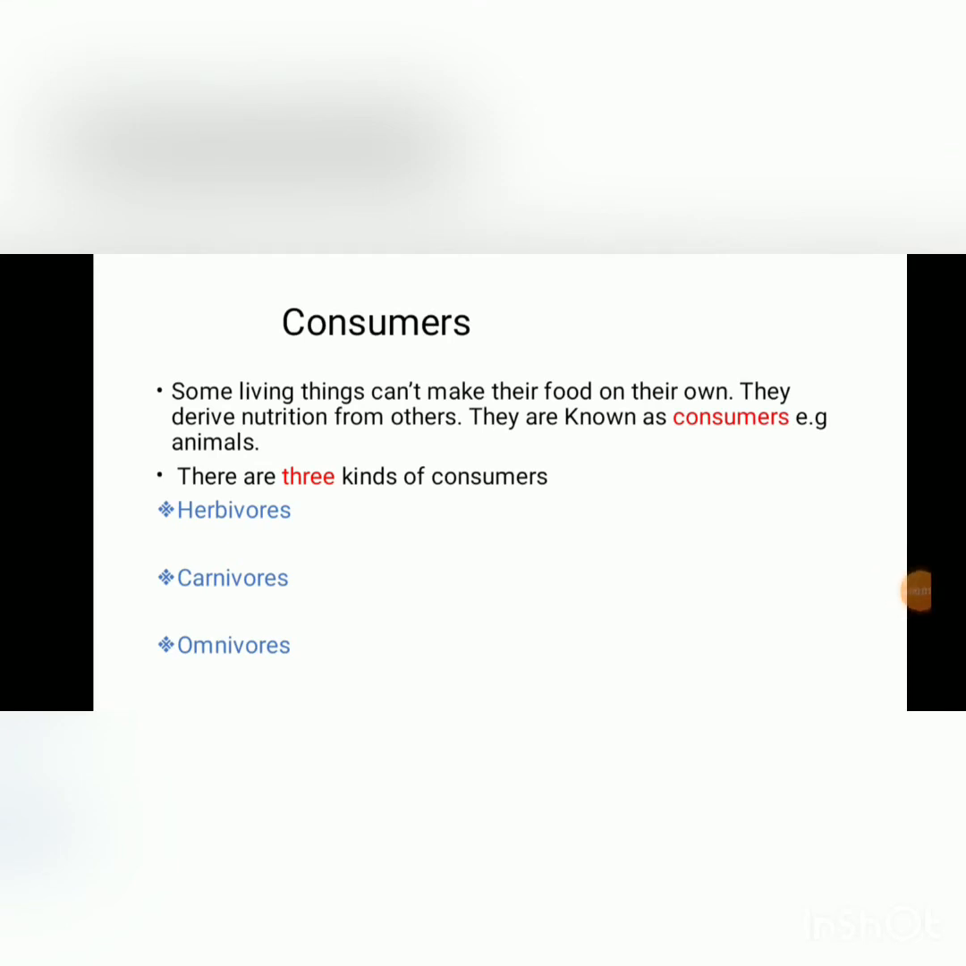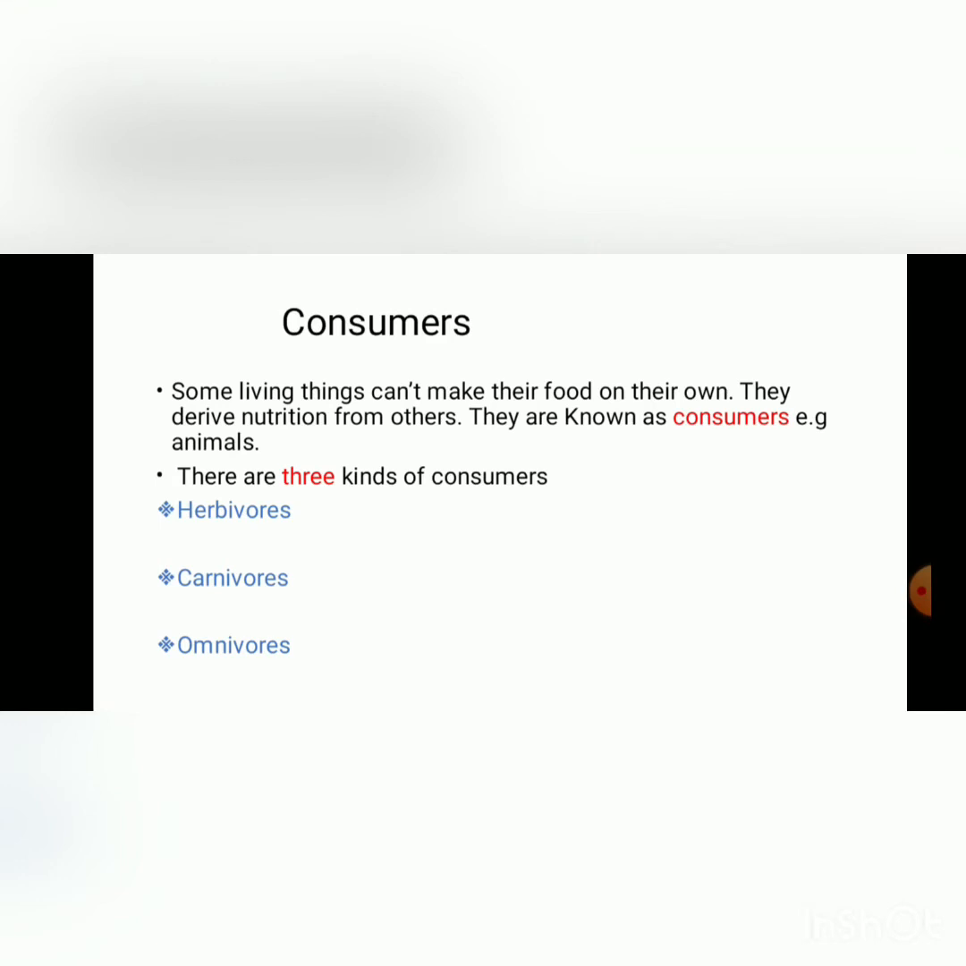As far as the consumers are concerned, consumers consume the food which is made by the producers. Some living things can't make their food on their own. They derive nutrition from others. They are known as consumers, like animals. We human beings are also consumers. The animals and the microbes are also consumers.